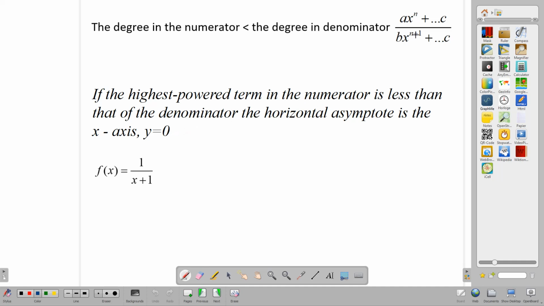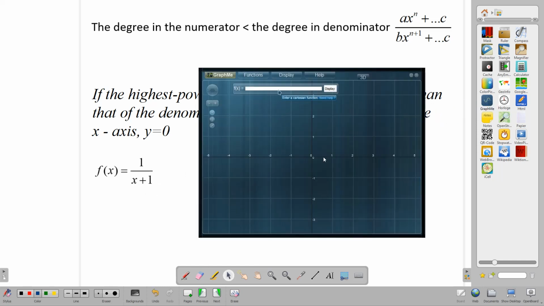So as long as the highest power in the denominator is bigger than the highest power in the numerator, then the x-axis is always going to be our horizontal asymptote. The vertical asymptote, remember, you find by letting the denominator equal 0 and solving it. Let's look at the graph for this one and see what it looks like.